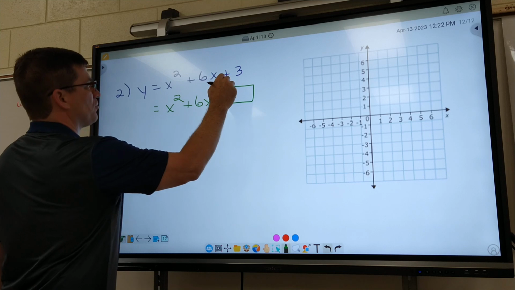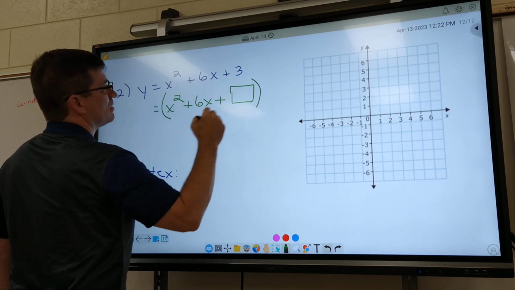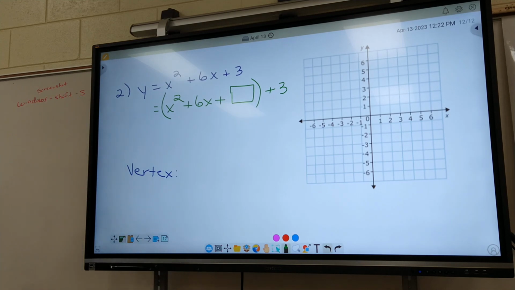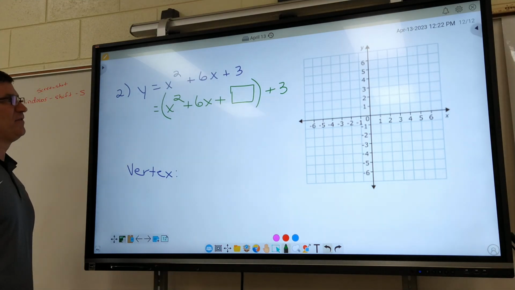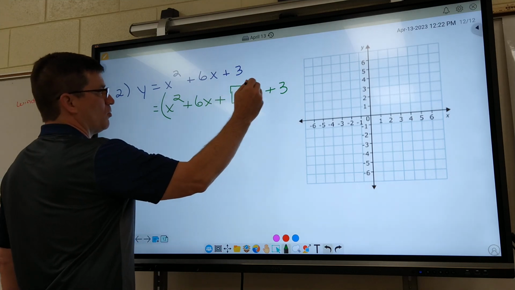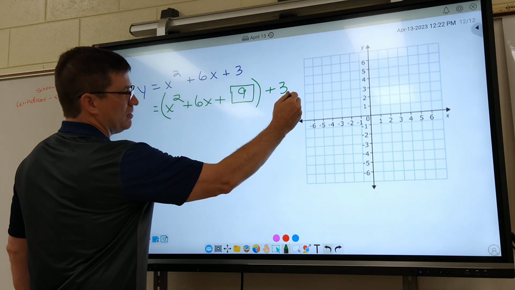What happens with the plus 3? You just move it down. You don't move it across the equal sign, you just slide it down. All right, Allie, fill in the box for me, please. Plus 9 here, so what goes out here?